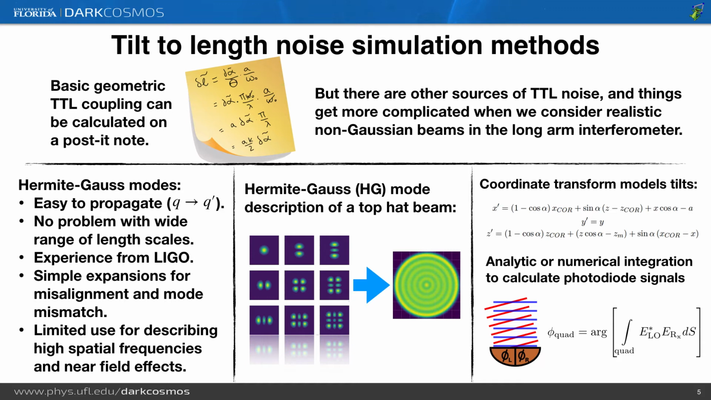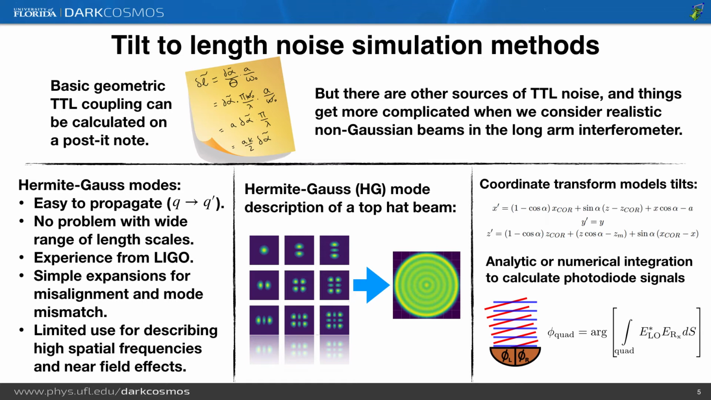One method that we have been developing at UF is based around using Hermite-Gauss, or HG, modes. These paraxial modes have several useful features for modeling laser beams. First of all, they're incredibly easy to propagate. This is done simply by transforming the basis by adding to the real part of the Gaussian Q parameter. As a result, they can be used over a wide range of physical distance scales, which can be challenging for other methods like FFT propagation, for example.